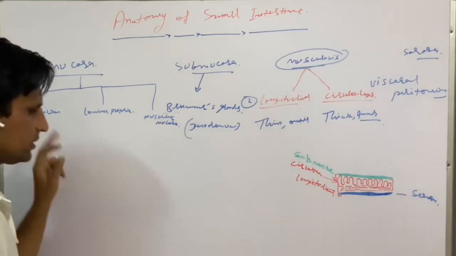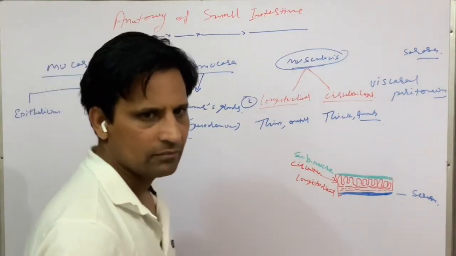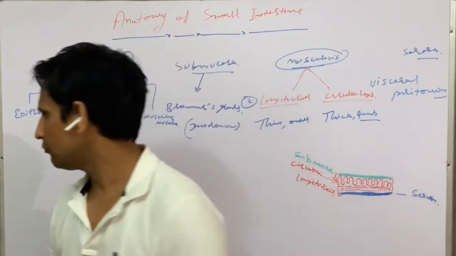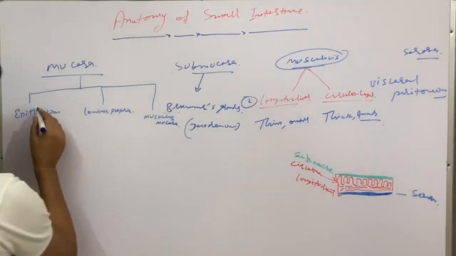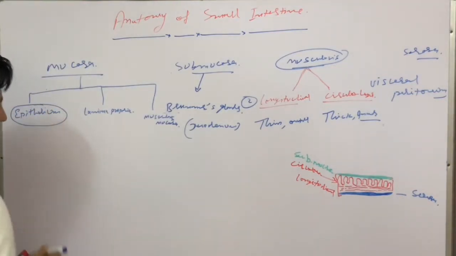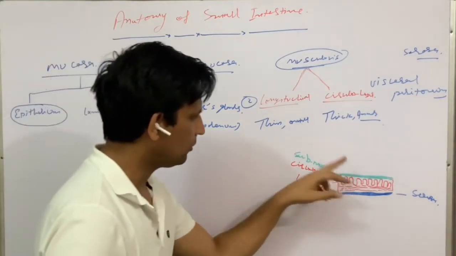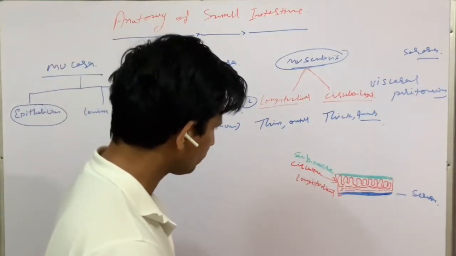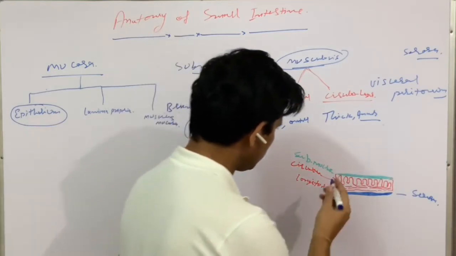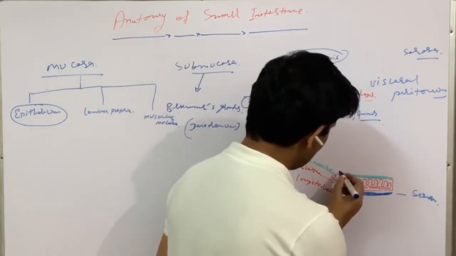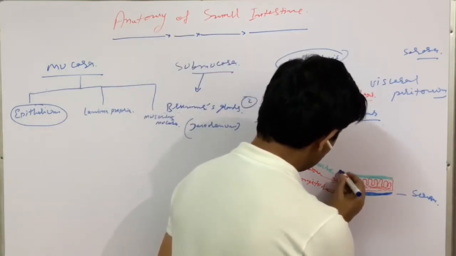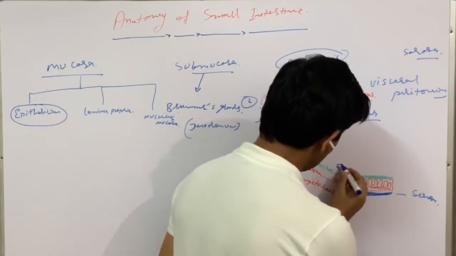Let us talk first about the epithelium, right? The epithelium is a very important part. Let us draw the diagram first, and I will tell you the importance. Here, the mucosal layer will look like this.